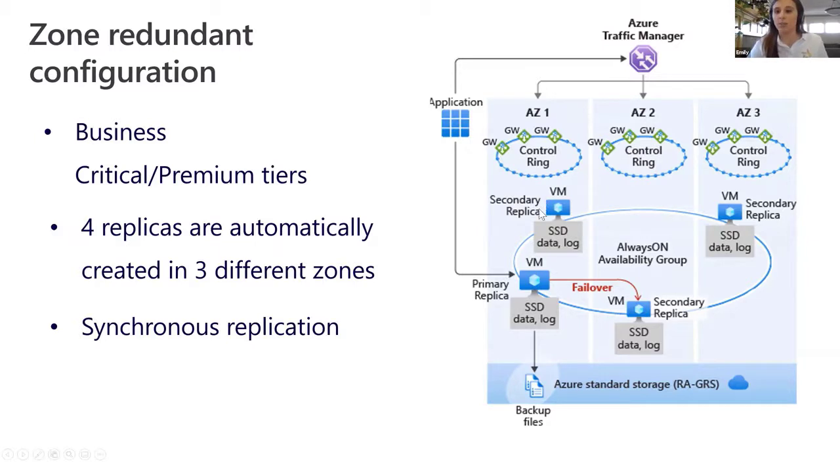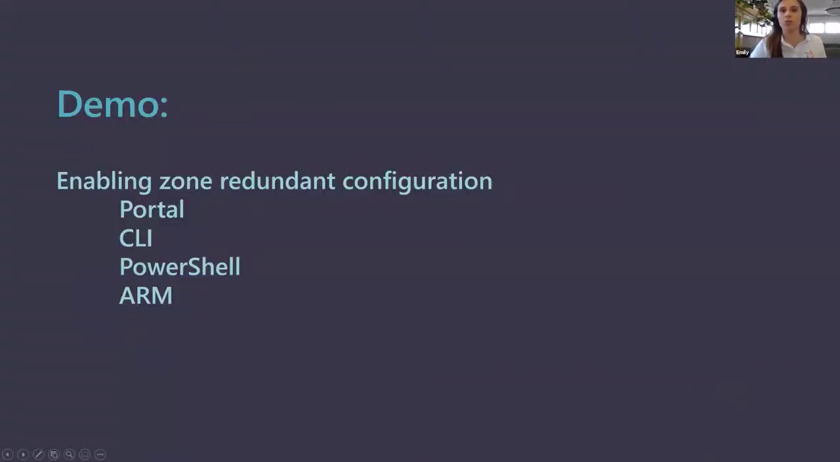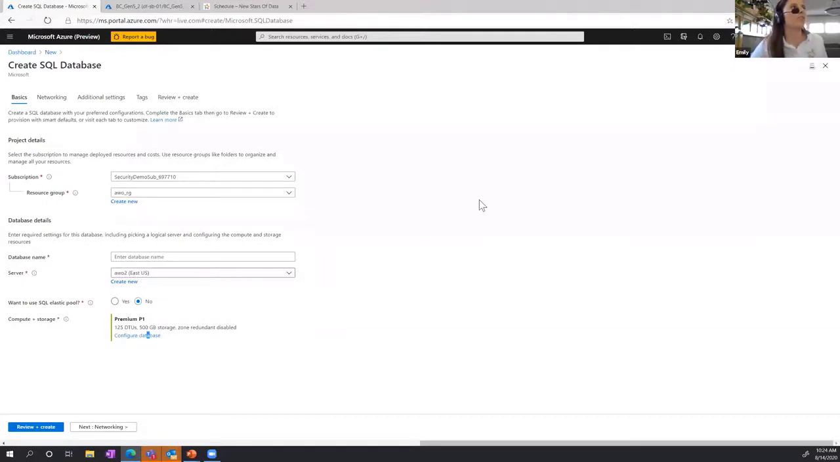This uses synchronous replication, so we still maintain the near zero data loss and near instantaneous failover. And all of this additional high availability benefit to a much larger set of failures is added at no additional cost to the customer and is easy to configure without changes to application logic. So I'm going to do a quick demo just to show how easy this is to implement for your business critical and premium databases. So this can be done in CLI and PowerShell and ARM, but I'm just going to show how this is done in Portal.